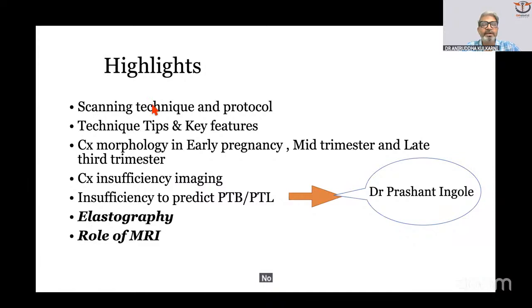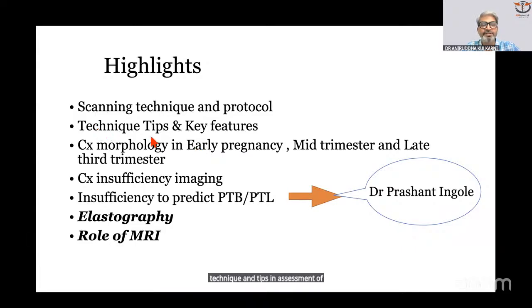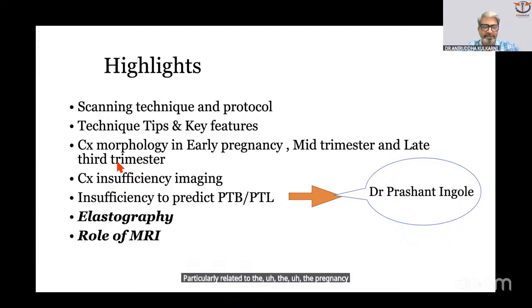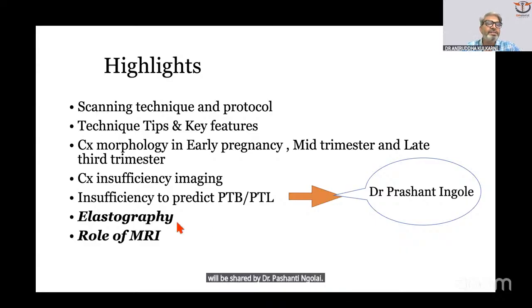The highlight of today's session is scanning technique and protocol, technique and tips in assessment of cervical insufficiency, and some of the key features. Cervical morphology in early pregnancy, mid trimester, and late third trimester, particularly related to preterm deliveries. Cervical insufficiency imaging to predict preterm labor or preterm births, regarding which some very important clinical insight and surveillance protocols will be shared by Dr. Prashant Ingole. I will just say a few lines about elastography and the role of MR.